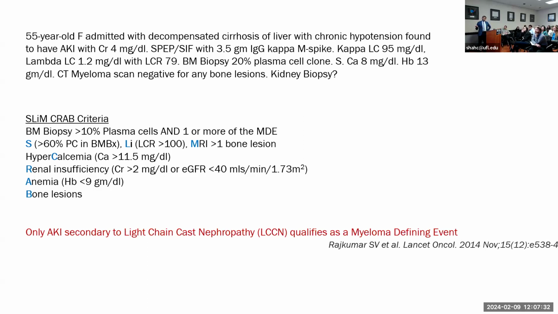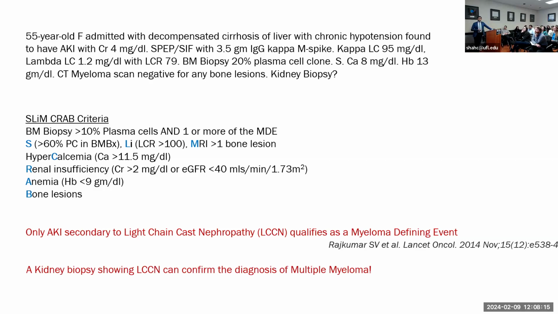It wasn't until 2014 that the International Myeloma Working Group clarified that acute kidney injury only secondary to light chain cast nephropathy qualifies as a myeloma-defining event. Any other renal disease does not qualify. So if a patient has light chain associated proximal tubulopathy or light chain associated amyloidosis, that does not qualify as a myeloma-defining event, only cast nephropathy does. So in this situation, if you were to do a kidney biopsy and confirm the patient has light chain cast nephropathy, that will confirm the diagnosis of multiple myeloma. In this situation, a nephrologist is actually confirming the diagnosis of cancer. So this is a very specific situation.